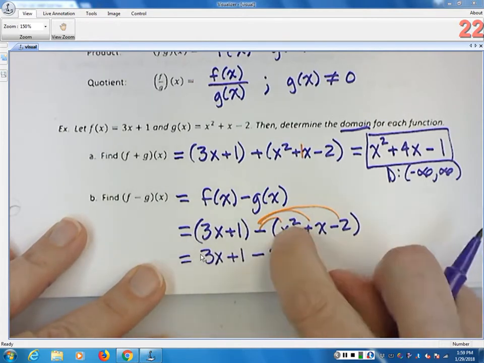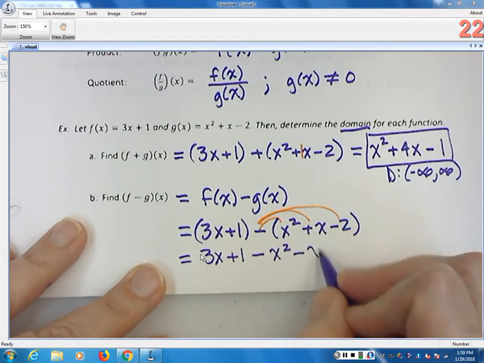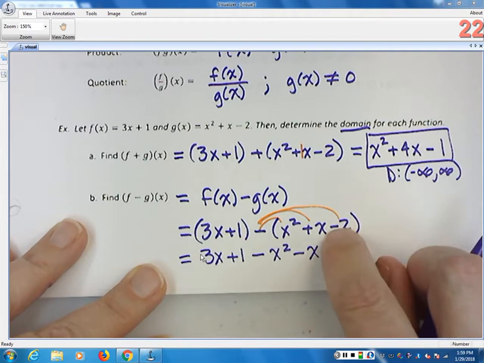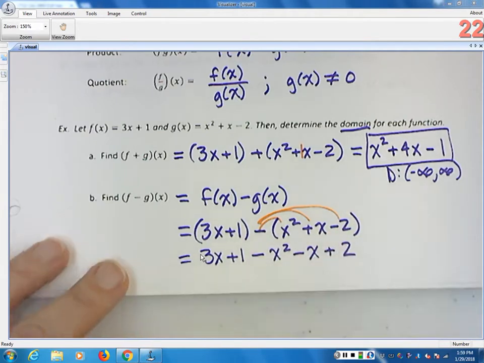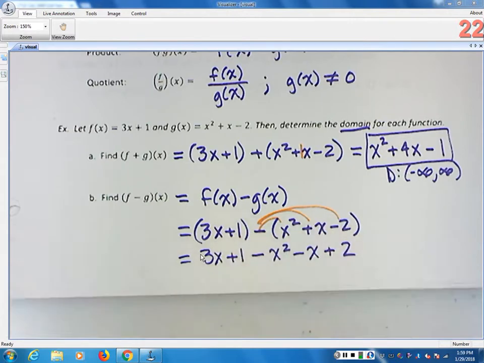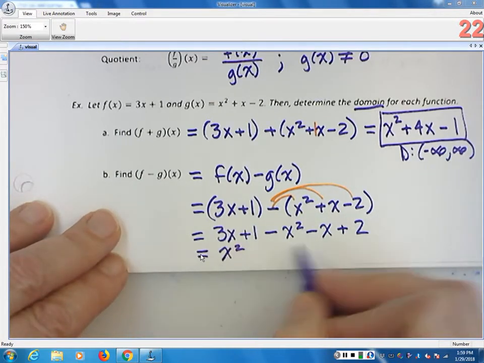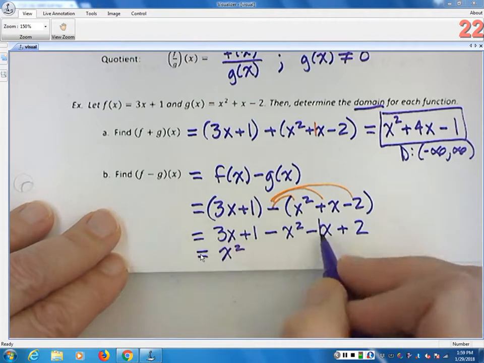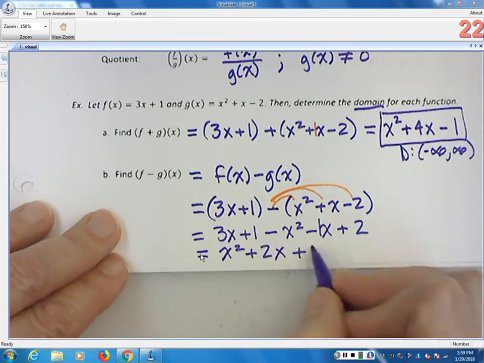Inside here it was a positive x squared, now it's negative. Minus x, it was positive in here, now it's negative. And minus a negative is plus. So it was negative, now it's positive. The negative sign outside the parentheses changed the sign of every term. Now we're going to combine our like terms, x squared, and then it's 3x minus 1x is plus 2x, and 1 plus 2 is 3.